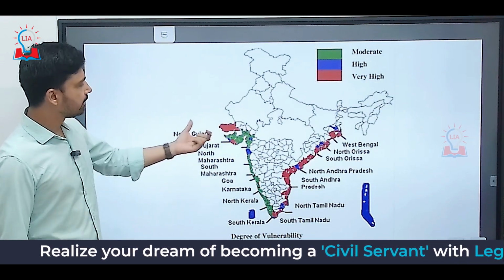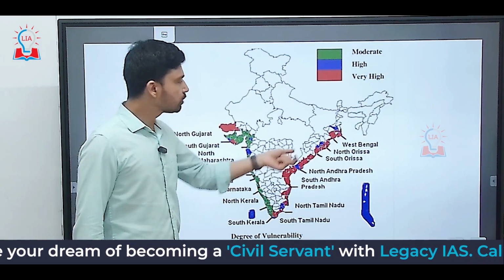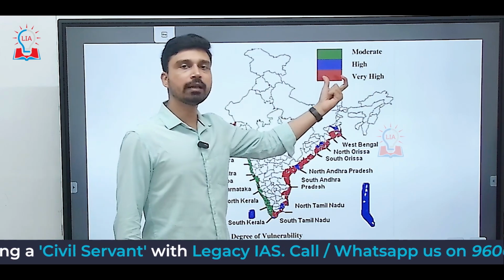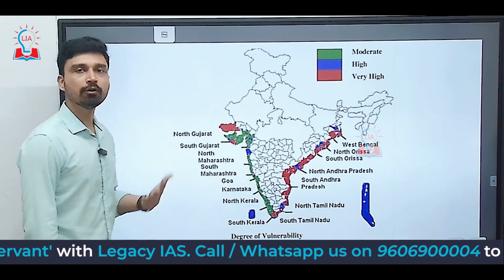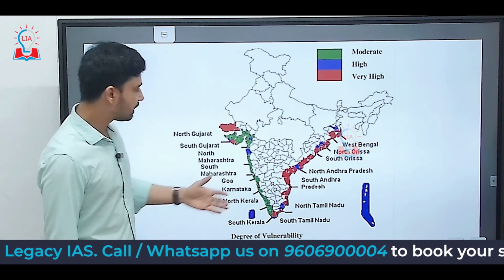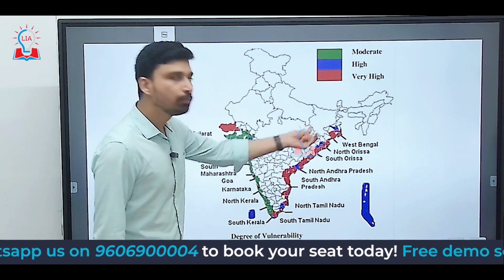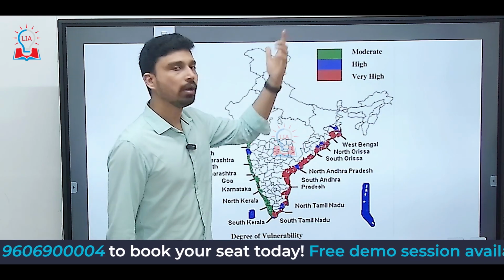If you look at the cyclone intensity, that is India's cyclone vulnerability map, we can say that we can draw along the coastline of India. So as we can see, the entire eastern coast of India is in red zone. Red zones mean there is very high probability of cyclones developing and affecting. That means degree of vulnerability is very high. And here and there you will see blue regions. The blue regions refer to high vulnerability.